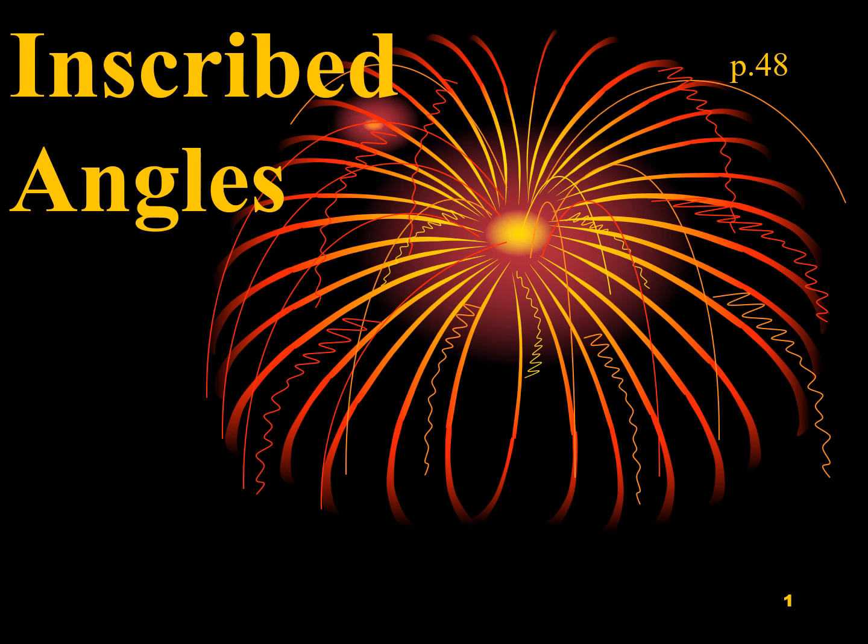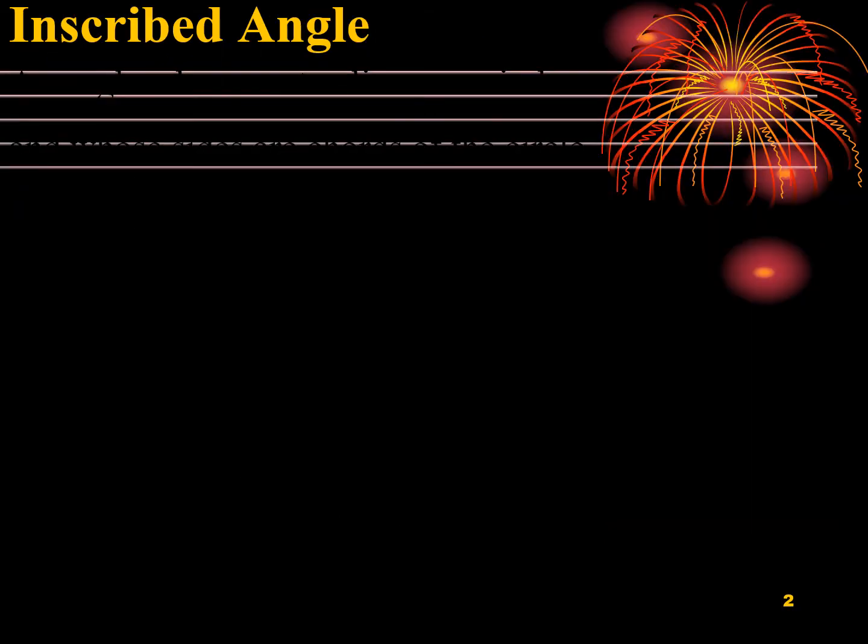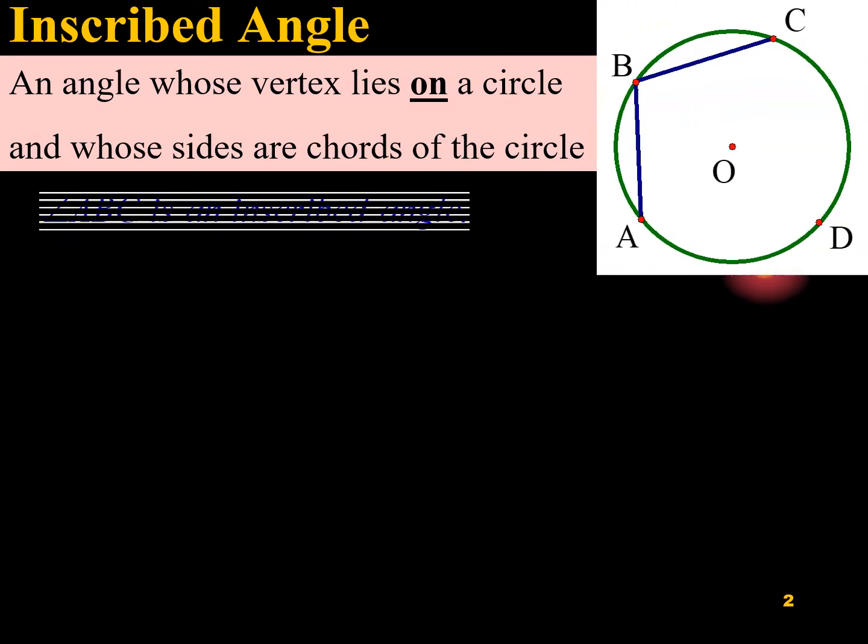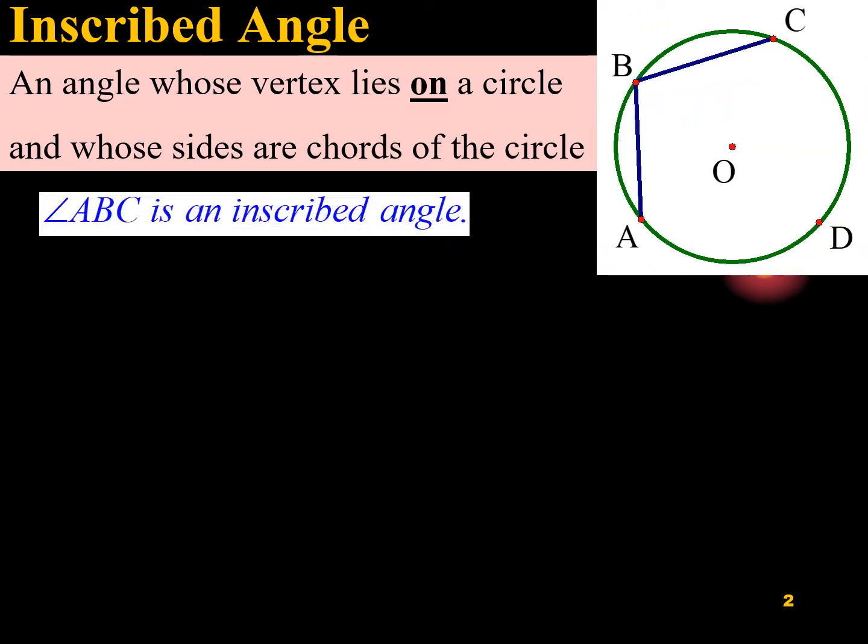Our next type of angles are inscribed angles. We had central the other day, and now we have inscribed. An inscribed angle is an angle whose vertex lies on the circle and whose sides are chords of the circle. So we're focusing in on this corner, and it lies on the edge, on the rim of the circle. ABC is an inscribed angle.